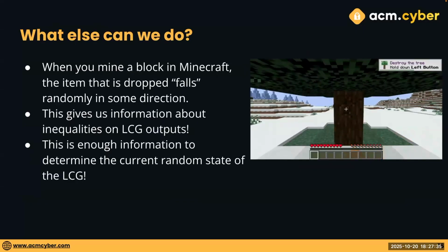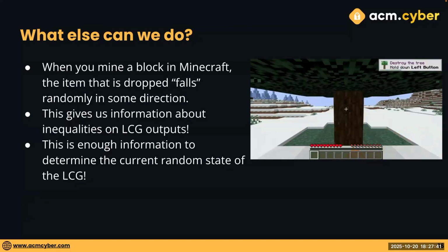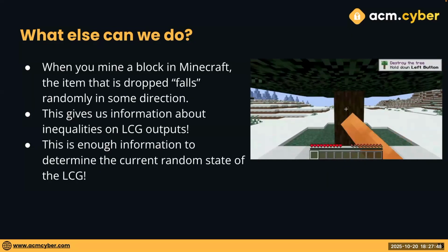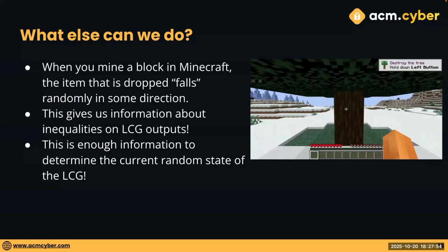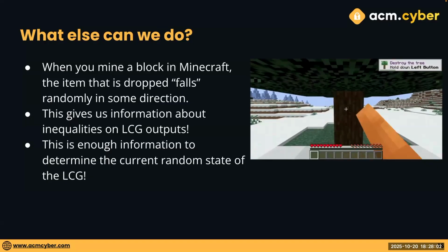But there's more that we can do with these methods. For example, when you mine a block in Minecraft, as you can see in this GIF, the item will fall in a random direction. It went this way here, but it could go behind the tree next time I mine it, or to the left or to the right. These random directions are generated by the LCG as well. So this actually gives us information or inequalities on the LCG outputs. That's great. So we can find the seed from that as well.